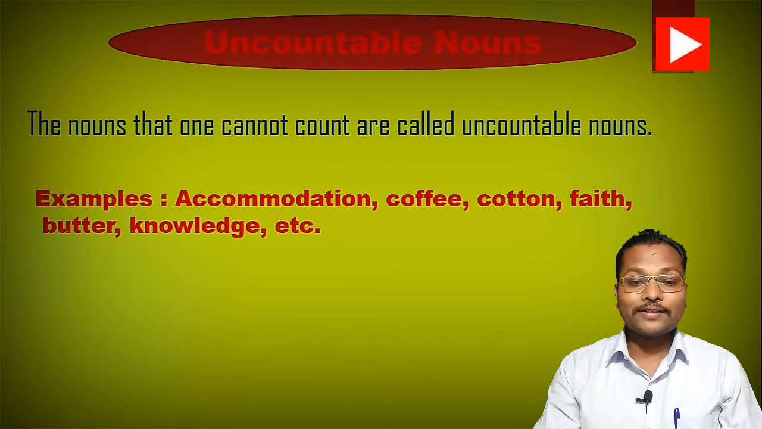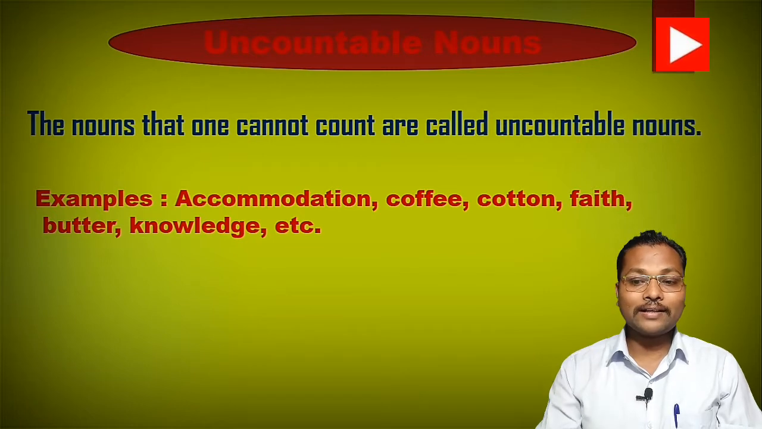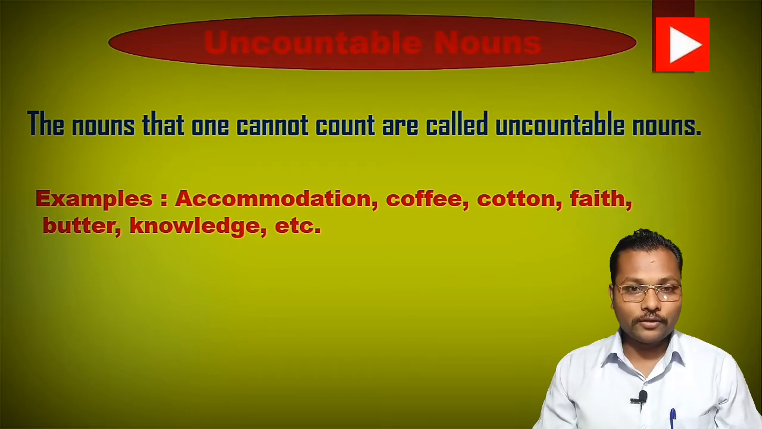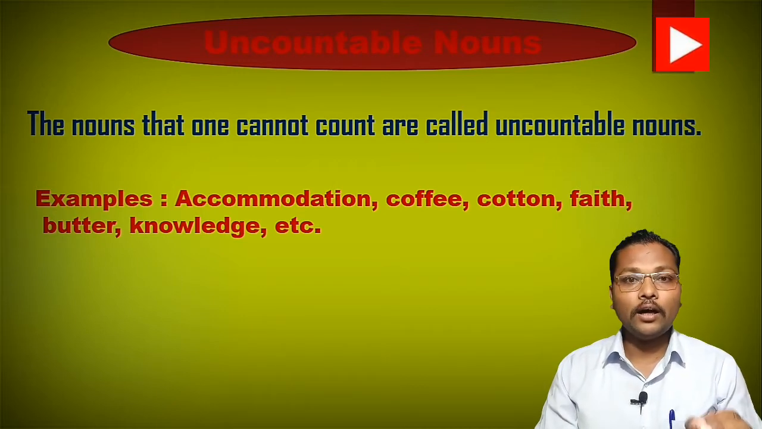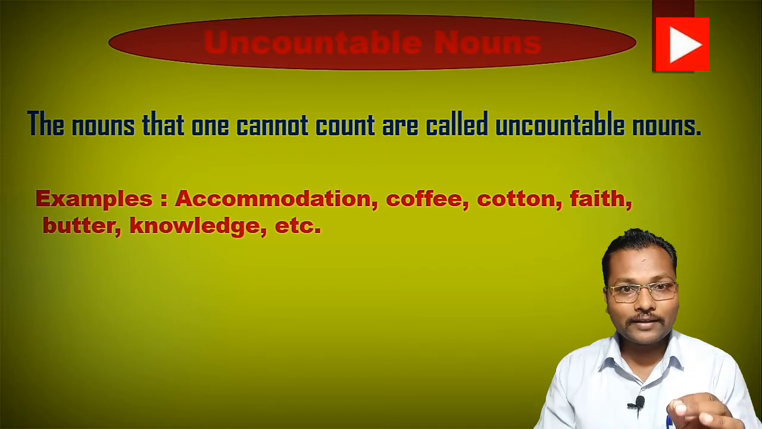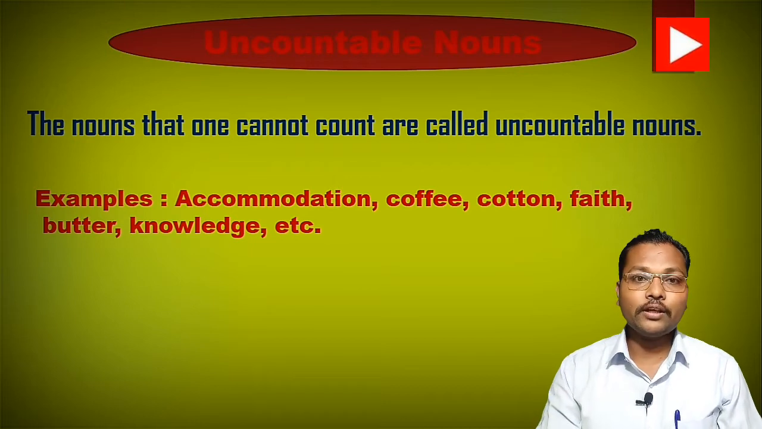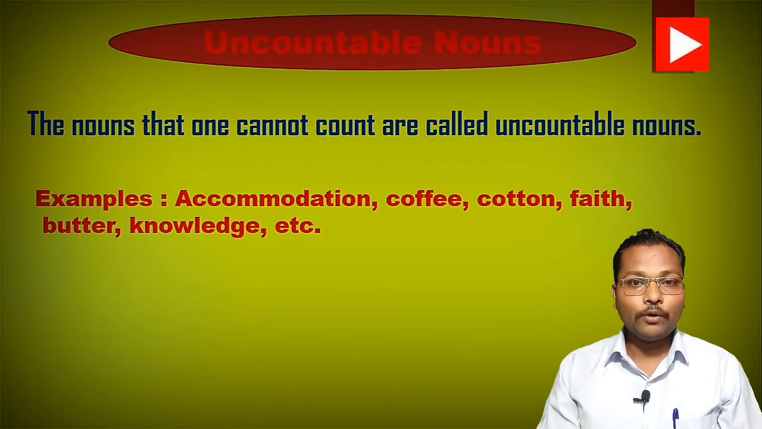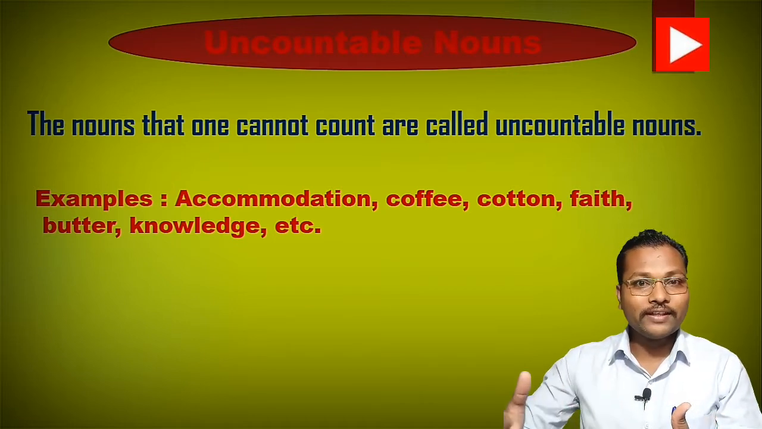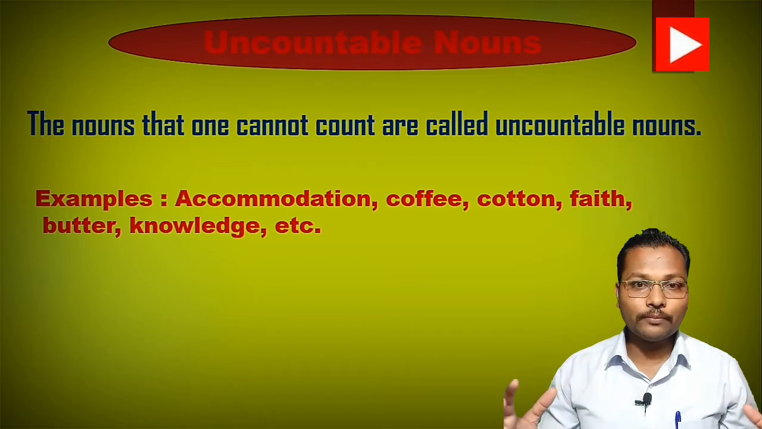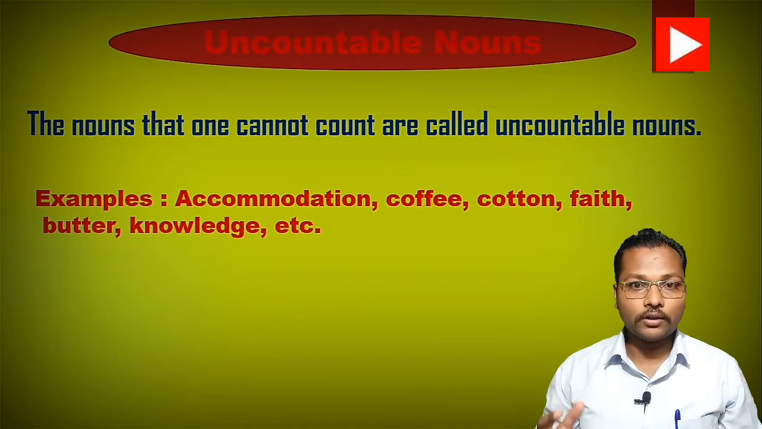Now, let's understand what is uncountable nouns. The nouns that one cannot count are called uncountable nouns. By this definition, we can understand that we cannot count uncountable nouns by using numbers. For example, if we are to measure water, we cannot separate or cut water into some pieces. Water is uncountable. We never say 1 water, 2 waters, 3 waters, 4 waters, and so on.